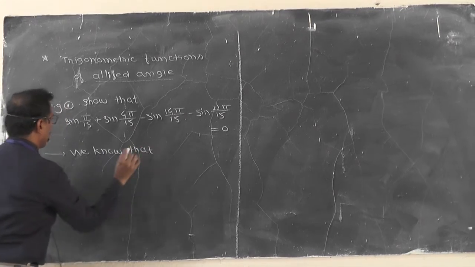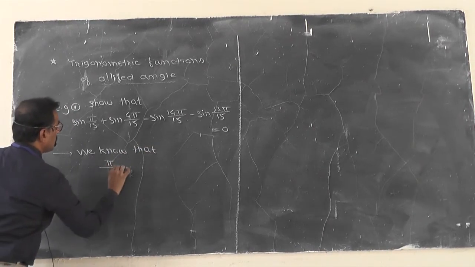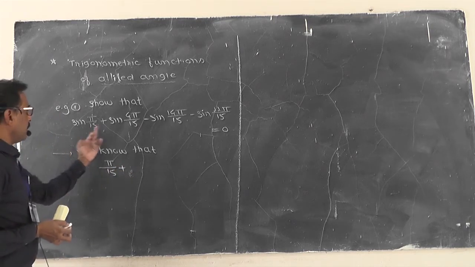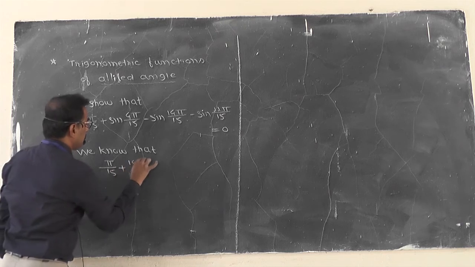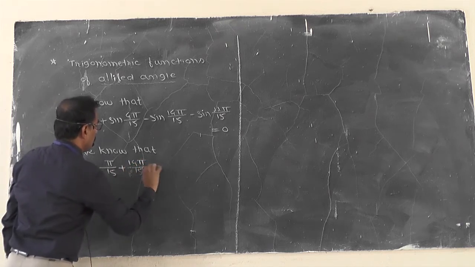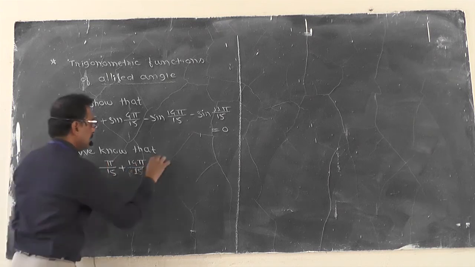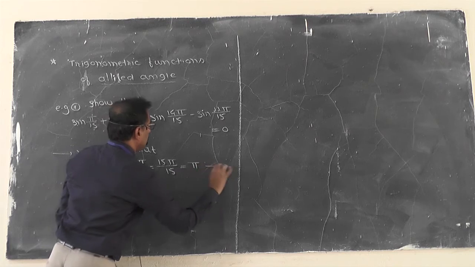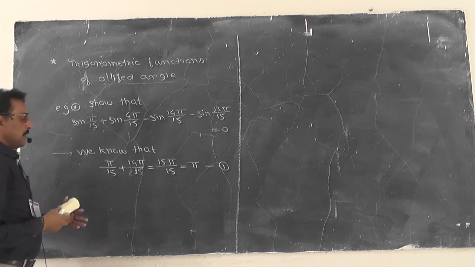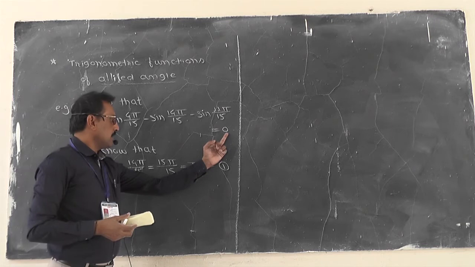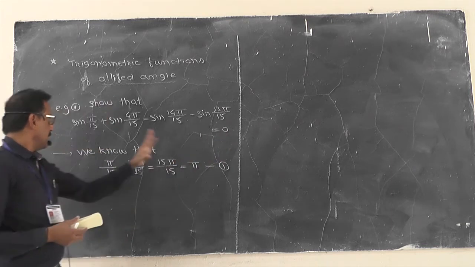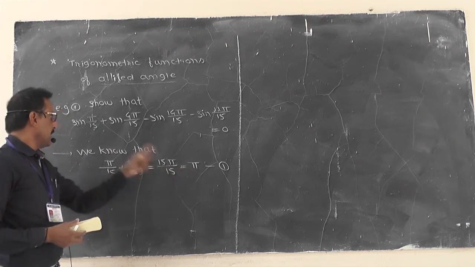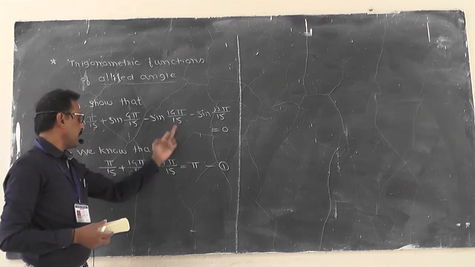You have to join such values whose addition is pi or whose subtraction is pi. So remember one thing, addition of this pi by 15 and this 14 pi by 15. What should be addition here? 14 pi plus pi, it is 15 pi upon 15 and it is equal to pi. Say this as equation number 1. Means concept is like this: when answer we want 0, then combine such angles whose sum is pi or whose difference is pi. Here sum of pi by 15 and 14 pi by 15 is pi.